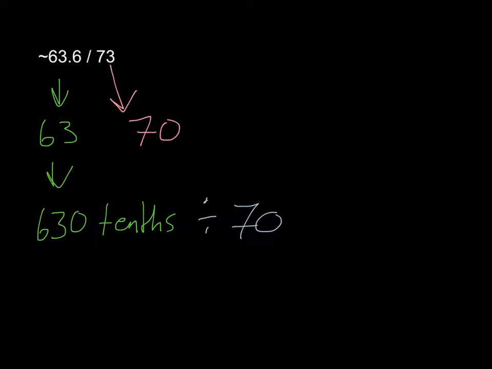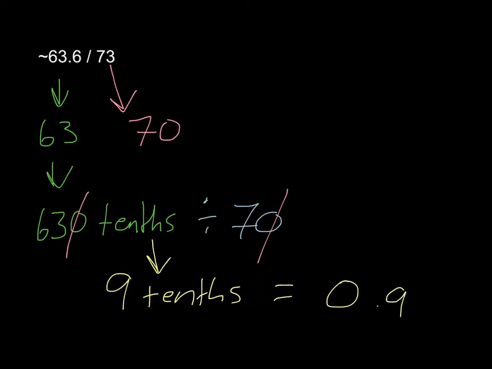And what I'm going to do to make it easier for me is I'm going to cross off those zeros. I'm essentially dividing both numbers by 10. And I know that 63 divided by 7 is 9. And I'm bringing my tenths down. So I have 9/10ths, which is written as 0.9.